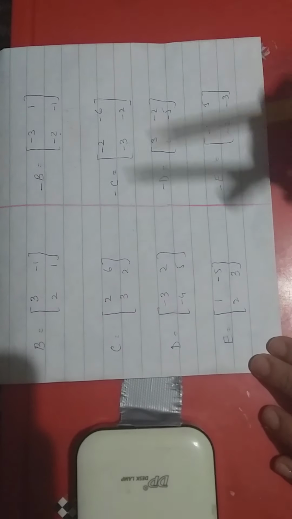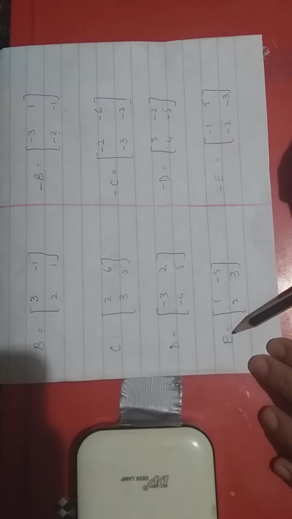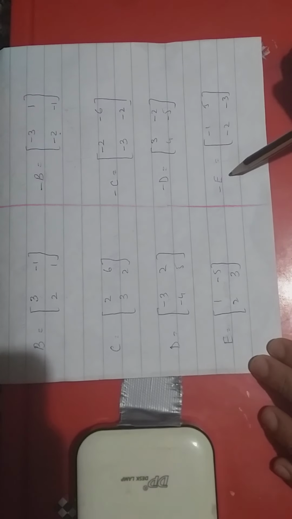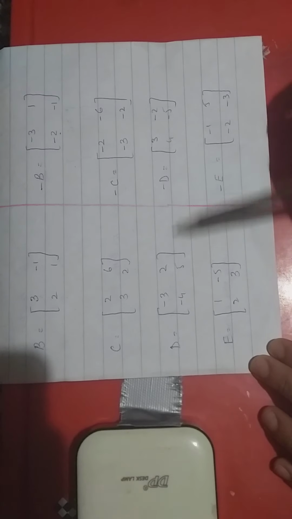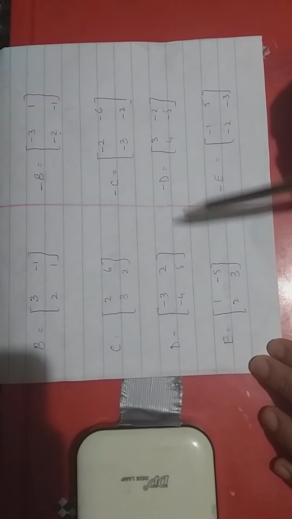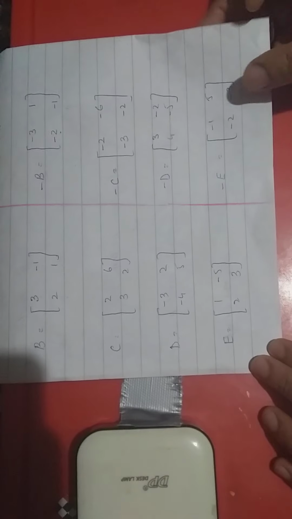Same is the case with C. Replace 2 by negative 2, 6 by negative 6, 3 by negative 3 and 2 by negative 2. So you will obtain the negative of the matrix C. And similarly for D and E, we obtain the negative of D and negative of E by the same method, that is by reversing the signs present in these matrices. We get the negative of these matrices.